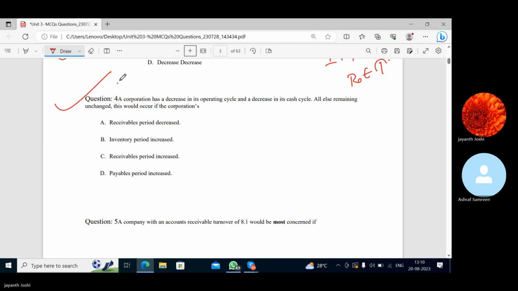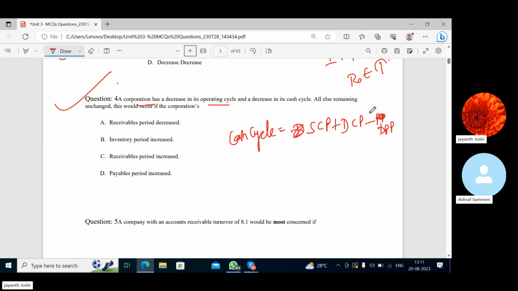Inventory period increased. A corporation has a decrease in its operating cycle. What is the operating cycle? I'll tell you the cash cycle. Cash cycle is stock conversion period plus debt collection period minus debt payment period, right? Have you got this one? I explained this concept of the operating cycle in turnover ratio.